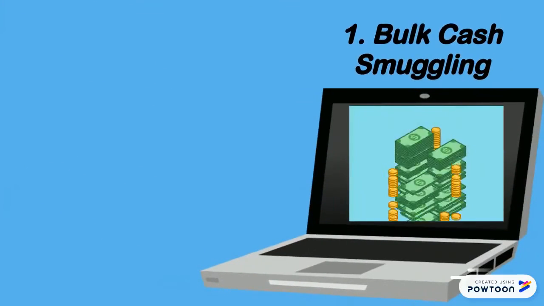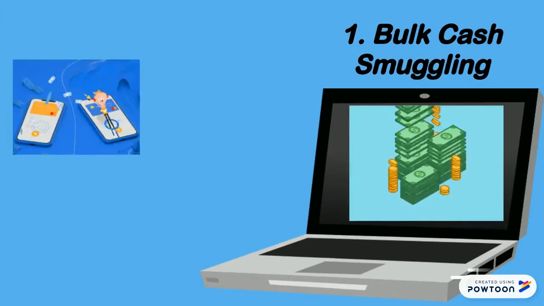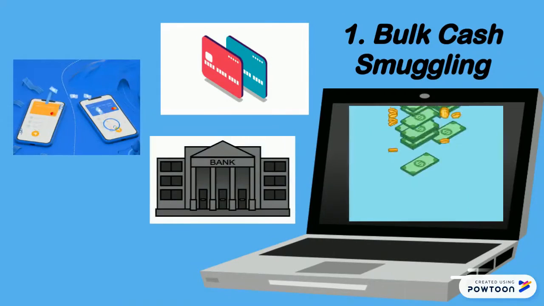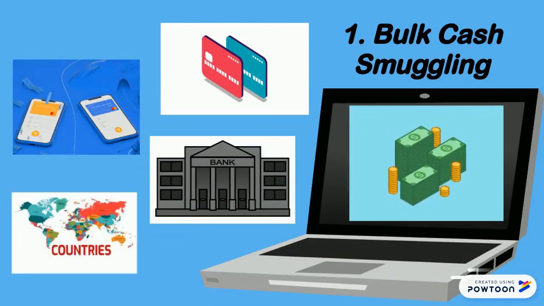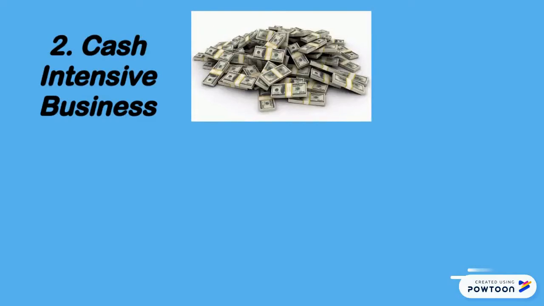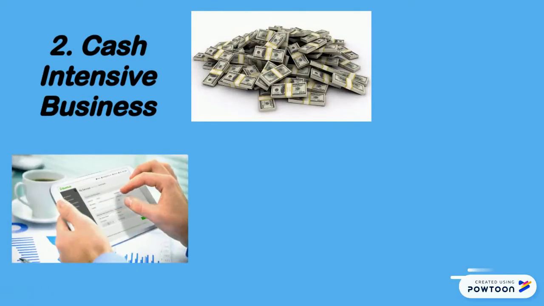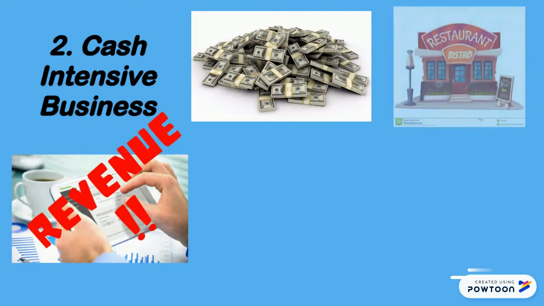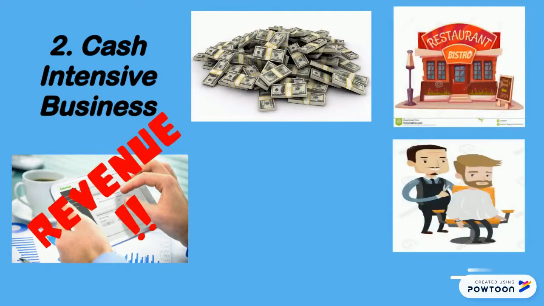Bulk cash smuggling refers to wire transfers between bank accounts often held in multiple names at multiple banks and in multiple countries. For cash-intensive business, the money from the illegal sources will be transferred into the business account and claimed as the revenue of the business. Examples are restaurants, salons, and convenience stores.